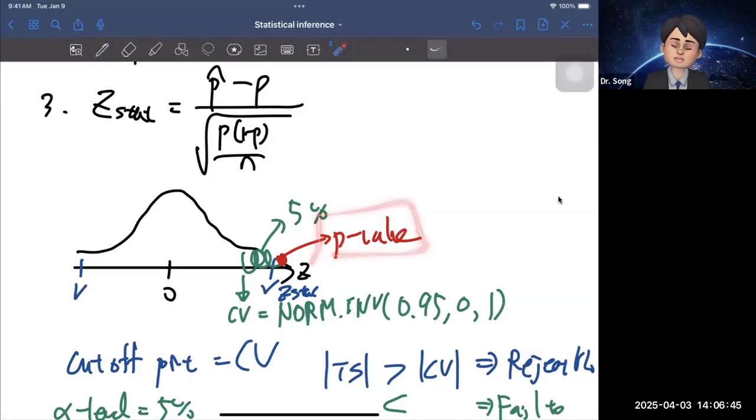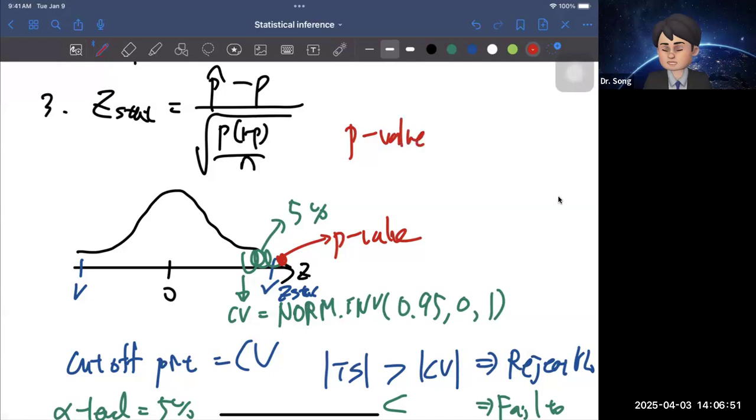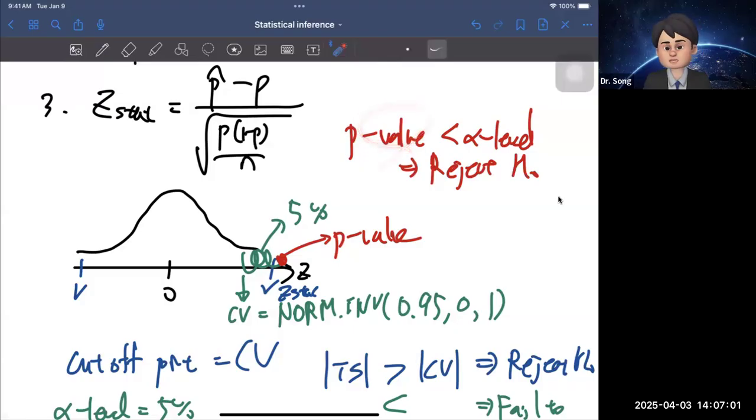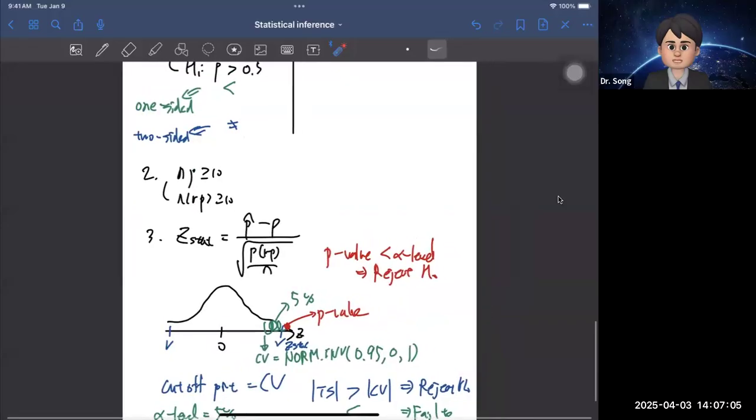That tells you when you have a small p-value, then you do have strong evidence to reject the null hypothesis. What I'm saying is p-value versus the alpha level: if your p-value is smaller than the alpha level, then you reject the null hypothesis. If the p-value is greater than the alpha level, you fail to reject. Now, let's talk about the two-sided test.